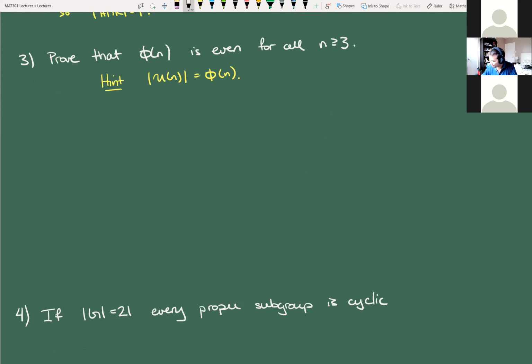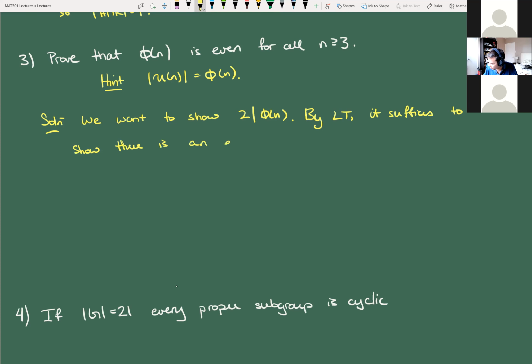Cyclic. Okay. So the proof for number 3, does anyone have an idea? So I said we need to prove something about U of n. So we want to show that 2 divides phi n, right? That's what it means to be even. 2 must divide it. And so it's sufficient to show that there's an element of order 2 in U(n). So by Lagrange's theorem, it suffices to show there is an element of U(n) of order 2.